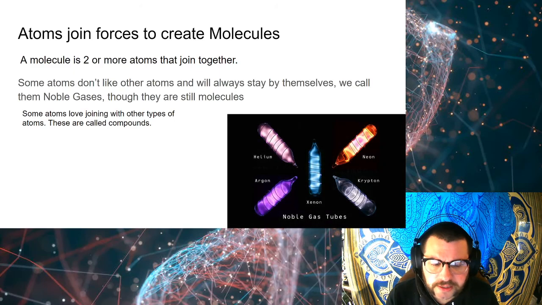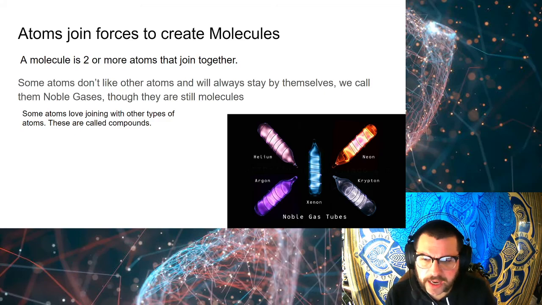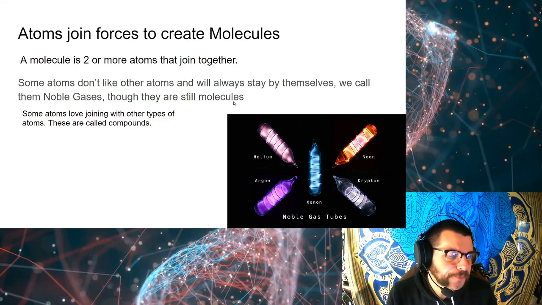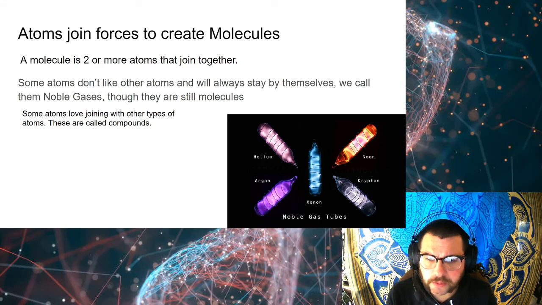So, for instance, our noble gases don't join with any other types of atoms. Well, right here, you see these a lot in neon signs. We pass electricity through these gases, and they light up just like these.